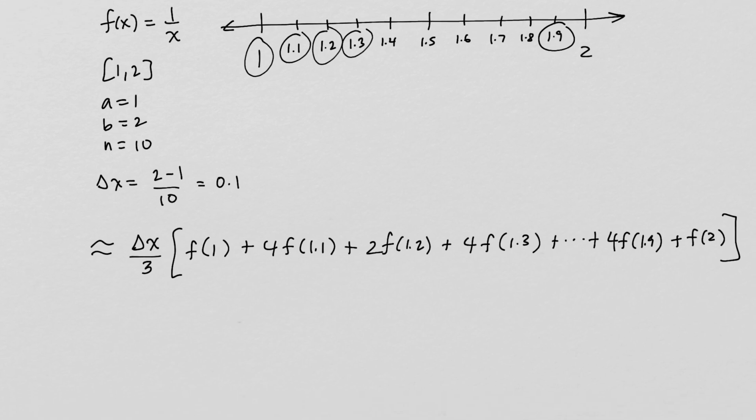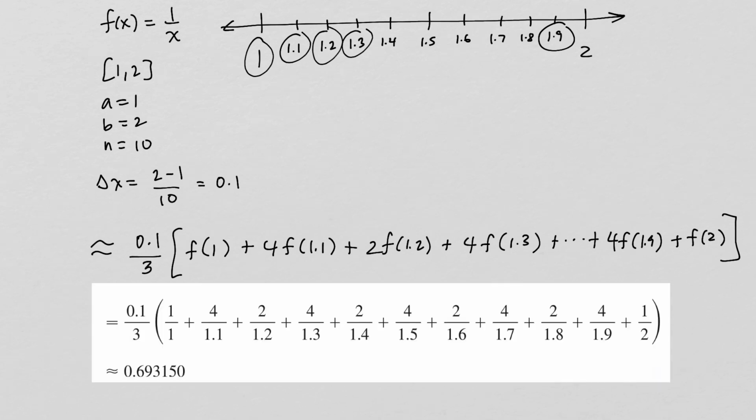And so now all we have to do is plug all these numbers into our function and do the corresponding math. And of course, delta x we know is 0.1, so I can go ahead and plug that in here. Let's go ahead and plug this into a calculator to see what we get. All right, so when you do the math here, you can see that you get approximately 0.693150. This is a much better estimate than the estimates that we had earlier using the trapezoid and midpoint rules.